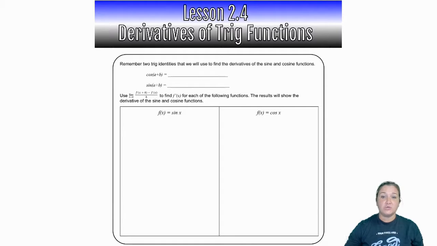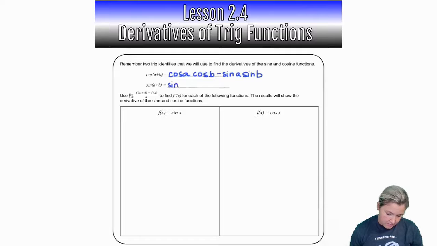So what we're going to do first of all is look at some of these trig identities that you may have forgotten about. Remember that the cosine of A plus B is cosine A cosine B minus sine A sine B. And then the sine of A plus B is sine A cosine B plus cosine A sine B.